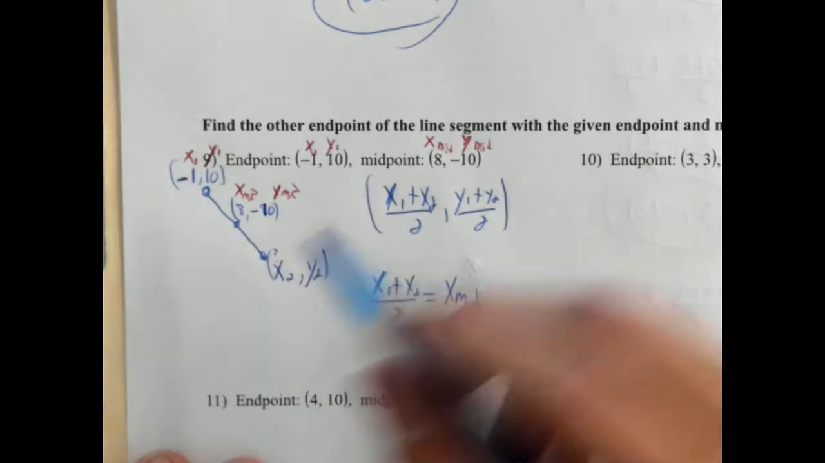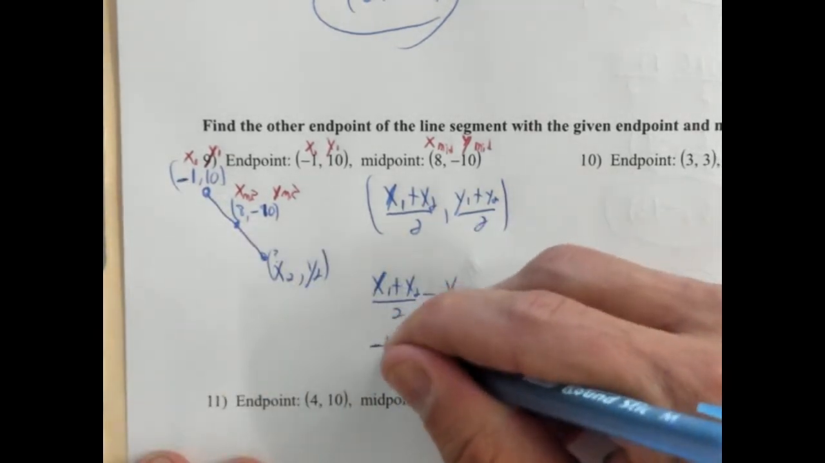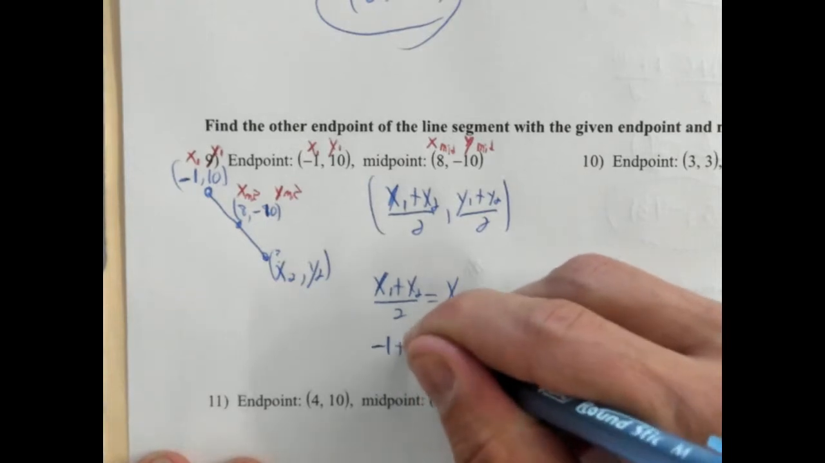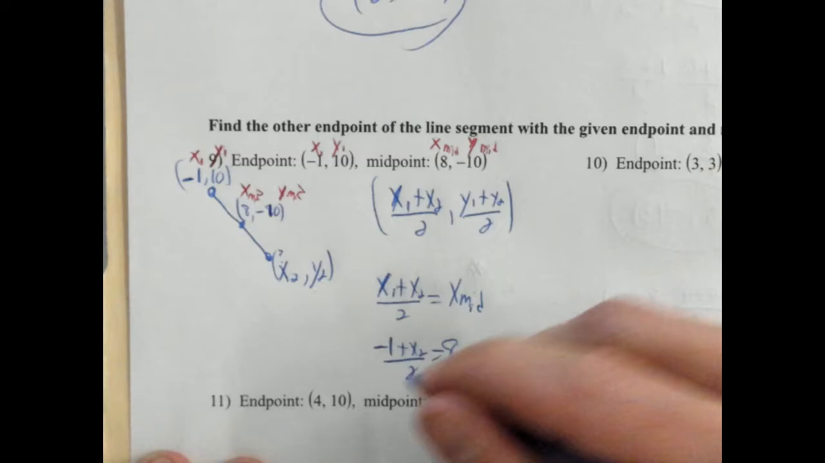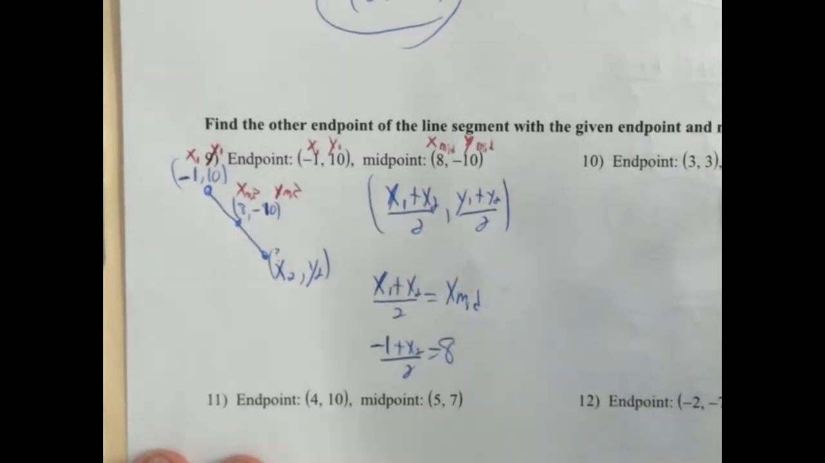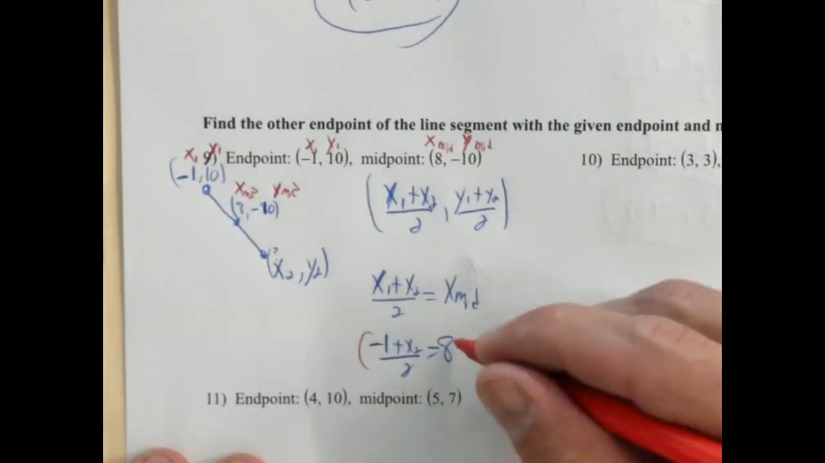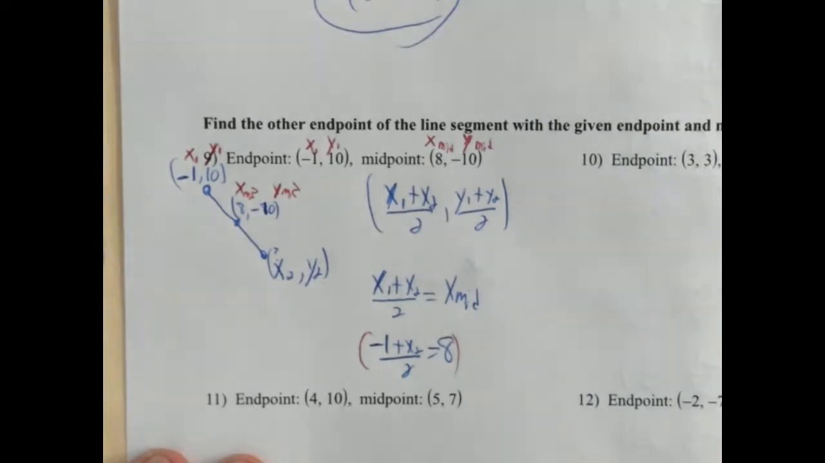So our x1 is -1. We don't know the x2, so x2. But we know the x value of the midpoint is 8. And now we would just solve that for x. So we're going to multiply both sides by 2. I'm going to have to scroll this a little bit. Multiply by 2, rather. So multiply both sides by 2.